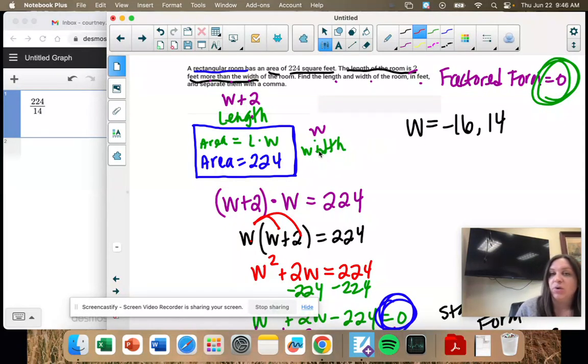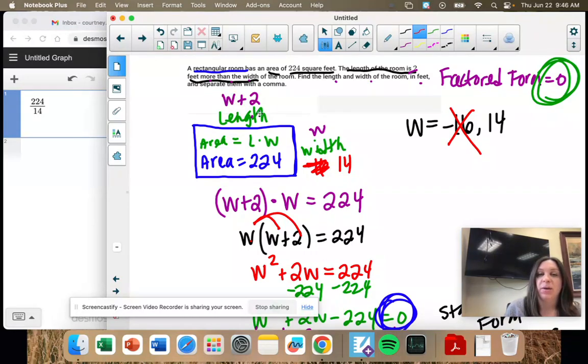So I want you to think about these answers. Do you think our width can be negative 16 on a rectangle? If we went into a room and I said, make that wall negative 16 feet, like that's nothing. That's right. So negative 16 is not an option here. 14 feet though, that could work. It's positive. So our width is 14.